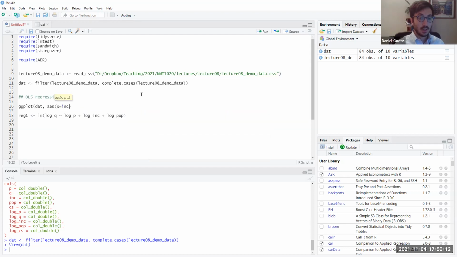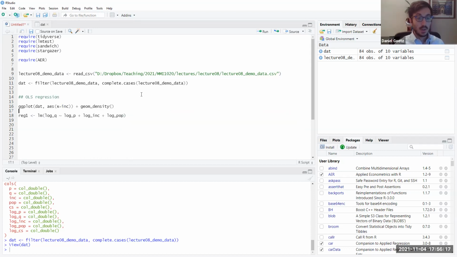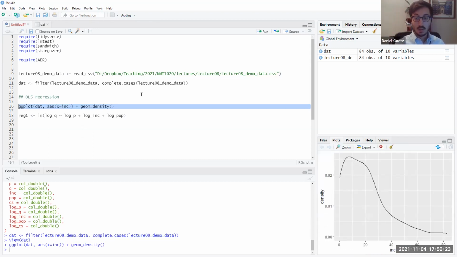Rather, let's just take a look at income to see whether or not it's right skewed. So we'll do geom density because we have a continuous variable and we want to plot out where the values are. Let's run this, and yeah, this looks kind of right skewed. Most of the mass of the variable is less than 20, but it has a right tail there.